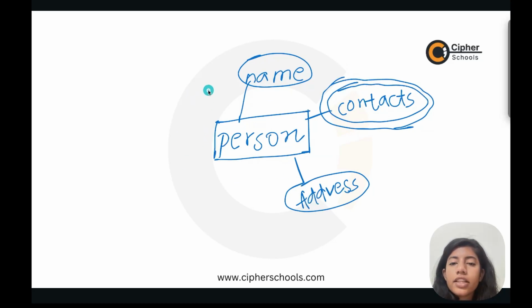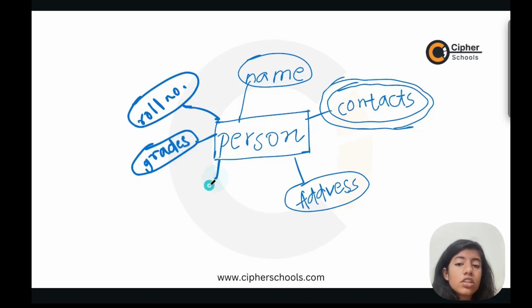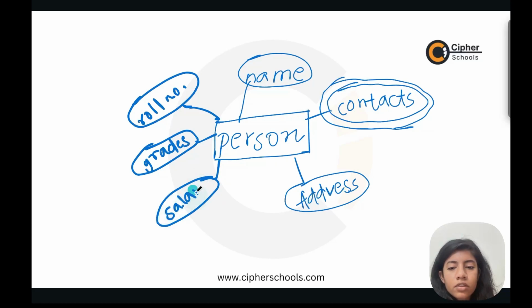Now, this person at the same time can be a student or can be an employee. So I can say that this student can have some roll number. I can also say this student can have some grades, CGPA, something. If the person is an employee, then they can have a salary and can have a job role. So what am I saying is, a person can either be a student or it can be an employee.